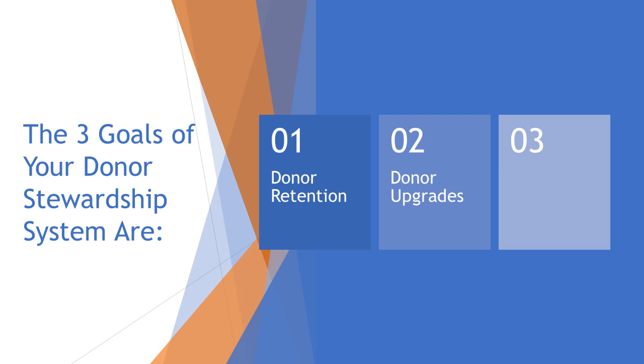The second measurable goal is donor upgrades. This means building on the relationship you already have with the donor so that you're in a position to ask them for more money this year than they gave last year. This is called upgrading your donor, and it's vital to the success of growing organizations. In order to successfully upgrade your donors, you'll need to build a system for getting them gradually more involved with your organization. Your donors will only upgrade when you ask them to, so you'll need to build upgrade asks into your donor stewardship system. And the third goal for your donor stewardship system is donor referrals.